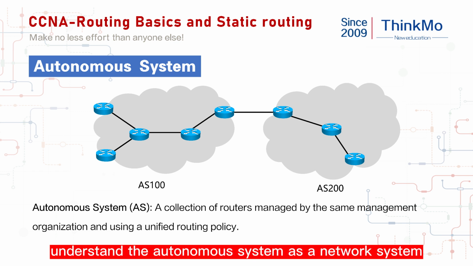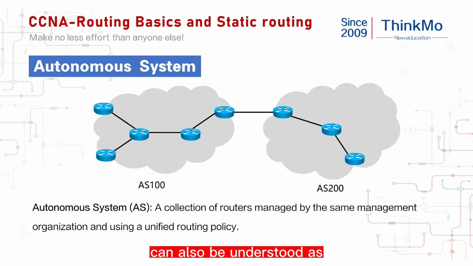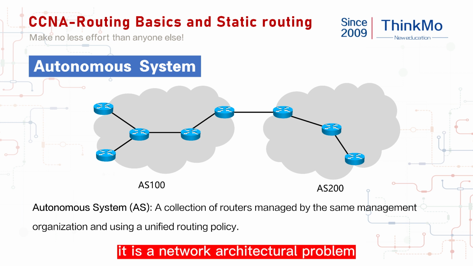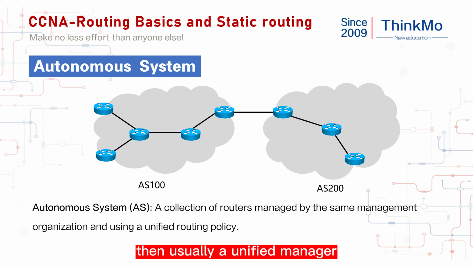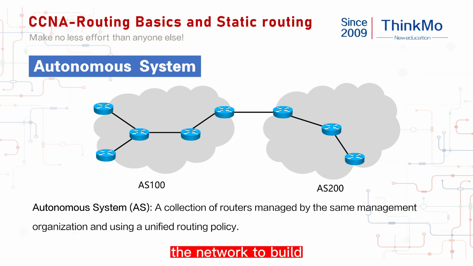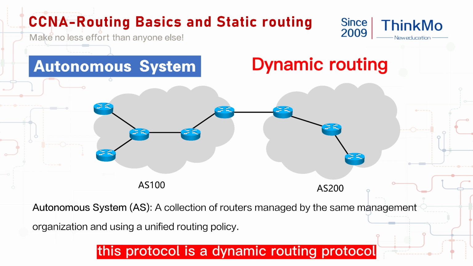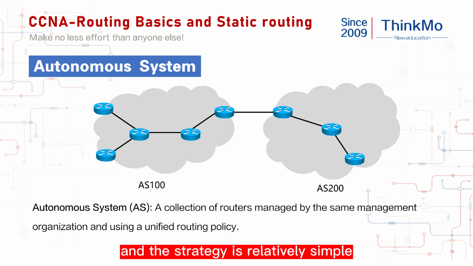You can understand the autonomous system as a network system, or as a network architecture problem. Usually a unified manager builds the network, and we call it an AS. This is its basic concept. Usually within an AS, we run the same protocol, which is a dynamic routing protocol, and the strategy is relatively simple.